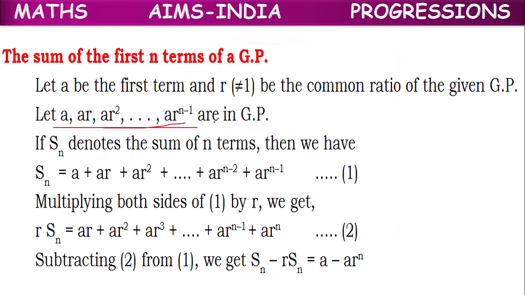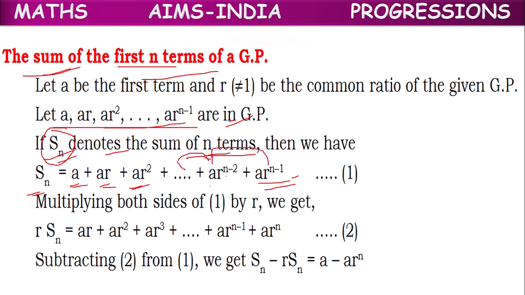So if this is the GP, then the sum of first n terms is denoted by the symbol Sn. Sn denotes sum of n terms. Sn equal to A plus AR plus AR square up to AR power n minus 1. Before that, AR power n minus 2. Before that, AR power n minus 3. Like that we can take.